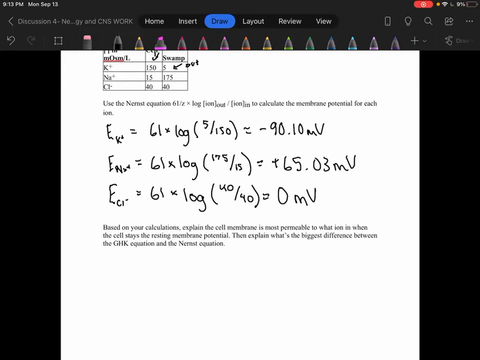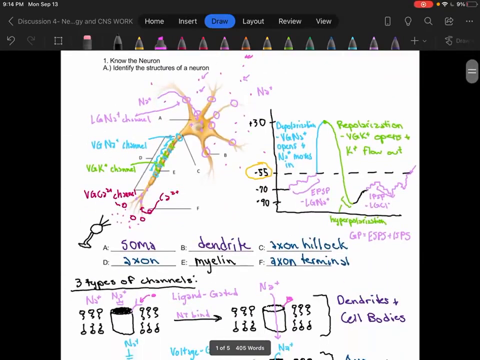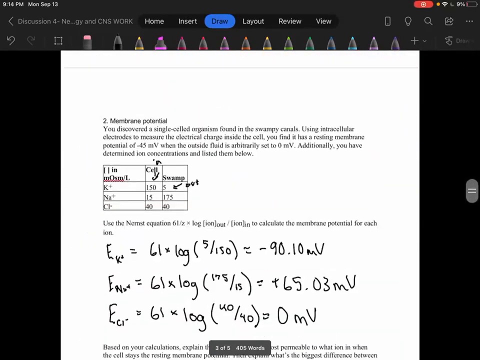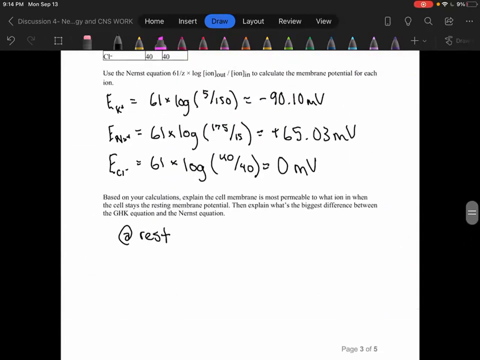So with this, we can look at the word problem, and what it is asking us is when the cell is at rest, which ion would it be most permeable to? So a cell at rest is at negative 70 millivolts. Remember, we saw that up here. You just need to memorize that. A cell at rest is at negative 70 millivolts. So the one it would be most permeable to would be our potassium ion because that is the closest. So at rest, the cell would be most permeable to potassium ions.